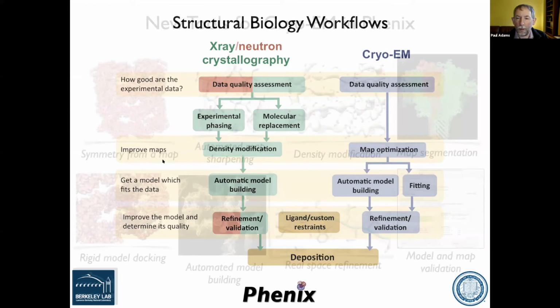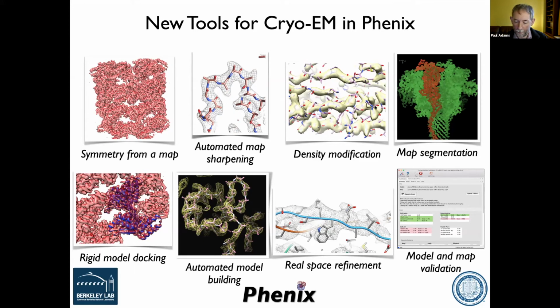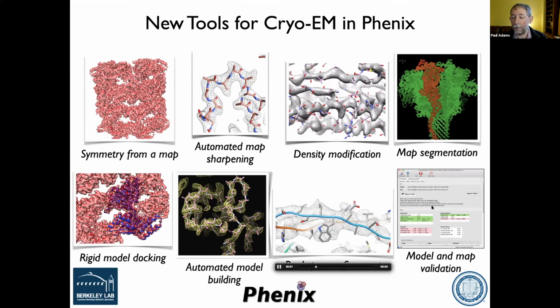So this means there are a number of tools. This is not an exhaustive list, but these are some of the main things that are now available in PHENIX for electron microscopy. Getting symmetry from a map, improving a map through sharpening or density modification. So just to show you sharpening a map, you can go from a more blurry map to a more detailed map. With density modification, we can improve the map in a way that it makes it look more like what we know about macromolecules. And segmenting maps automatically, trying to fit models either through docking or automated building, then refining a model against a map, and then validating the model and the map.